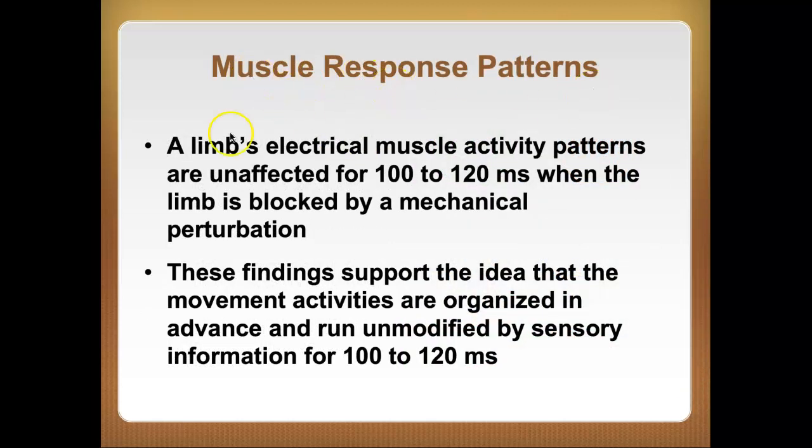So then there's the muscle response pattern. The limb's electrical muscle activity is unaffected for 100 to 120 milliseconds when the limb is blocked by a mechanical perturbation. So this would be like an elbow extension movement, like pushing a lever, bicep, tricep, bicep. So if you're pushing it forward, backwards, forward on a lever. When they turned off the resistance, it actually went backwards. It went tricep, bicep, stop. So I probably didn't describe that one right. It would have been better if we'd done that one in person. I could actually show you by moving my arms here, but we're going to keep on rolling.